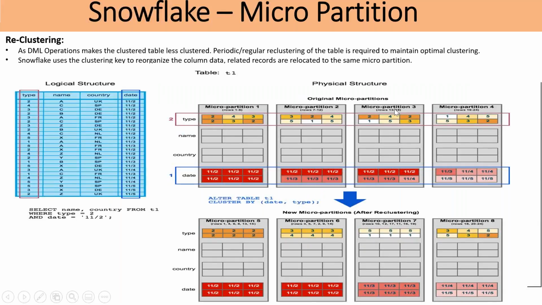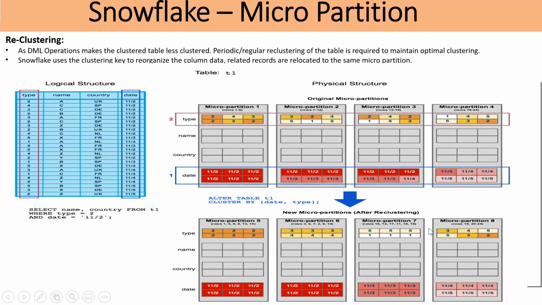So this is the old data. It has alter table T1 cluster by date and type, and there were micro partitions 1, 2, 3, 4. Now it has created 4 micro partitions only, but you said date, so all the dates are in order: 11/2, 11/2, 11/3, 11/3. Here the dates are not in order. And then by type, the type is 2, 2, 2, 3, 3, and this is also in order.